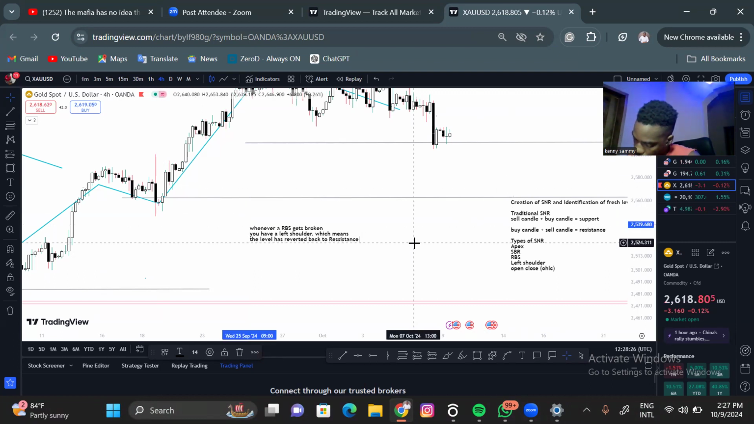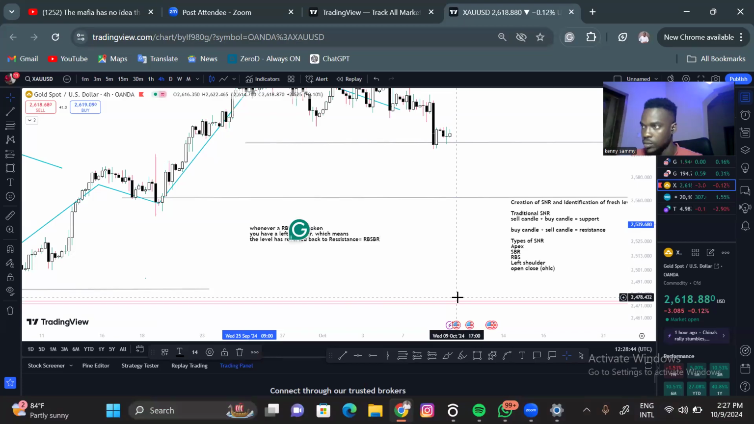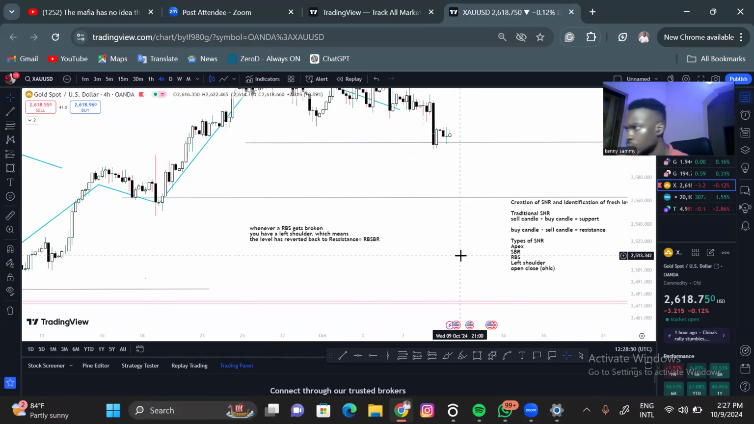So it's like this. If you want to make it very simple for you to understand, you can call that RBSBR, if that will help. So you can call it RBSBR if you want to be able to understand it, which means resistance broken turn and supports, then support.